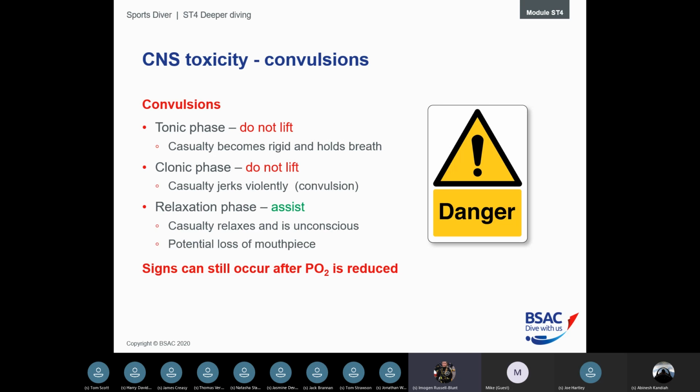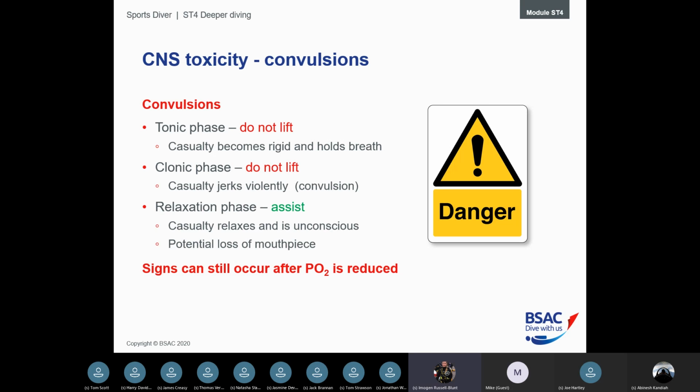You've got your clonic phase, which is where they're essentially going to have a fit, the convulsion, and then you've got your relaxation phase. So it's literally when they become like a floppy ragdoll. The easiest situation for you as a dive buddy to deal with. If they are completely limp, you can literally grab hold of them and assist them in that way. Then they might lose a mouthpiece at that point because they're so relaxed. Relaxed sounds like the wrong word. Because they're so limp, they might lose a mouthpiece. That's something you need to be aware of.